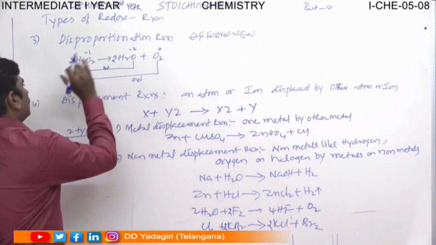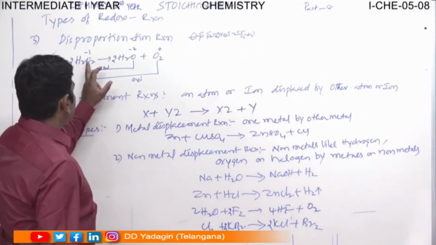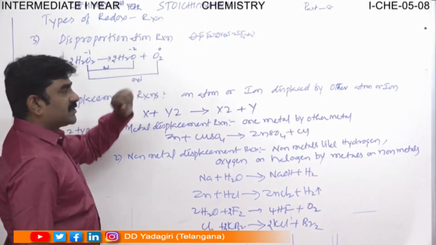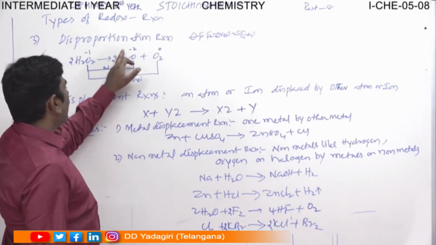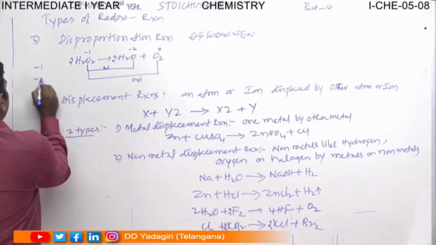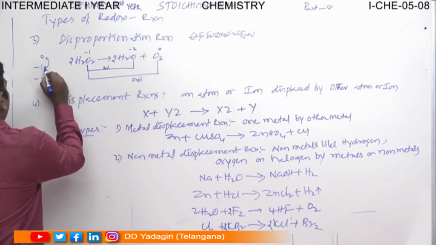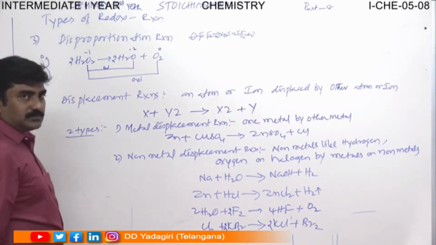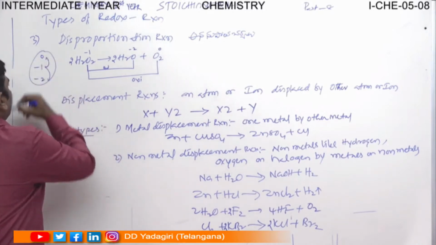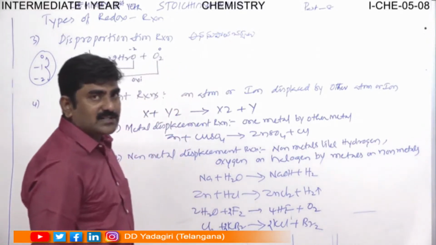So for this, the element which is undergoing oxidation and reduction exhibits three types of oxidation states: -1, -2, 0. So -1 to 0 and -1 to -2. So at least it has to show how many oxidation states? 3 oxidation states. One is lower and another one is higher.